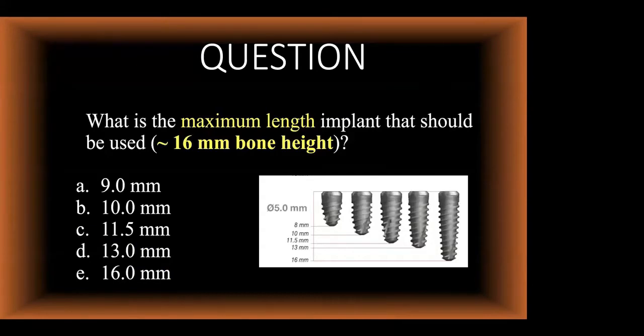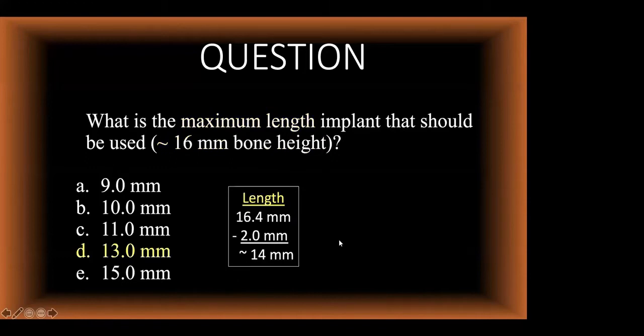Next question. What is the maximum length implant you should use in this area? We have about 16 millimeters of bone height. So it's 9, 10, 11, 13, or 16 millimeters. Very good. Okay, so here's the easiest way. Take the available bone height, 16.4 millimeters, subtract the safety zone, and we have 14 millimeters. Look at the available implants. I showed you the Hahn system there. They have a 13 millimeter and a 16. So the ideal length would be 13 millimeters.